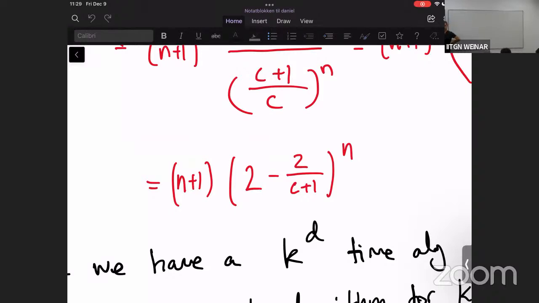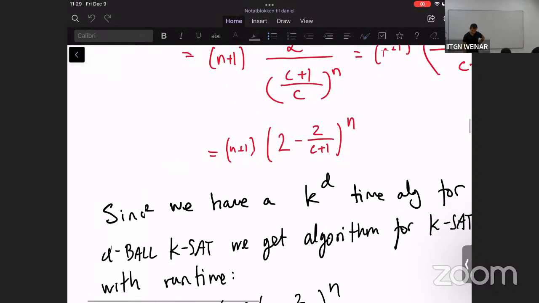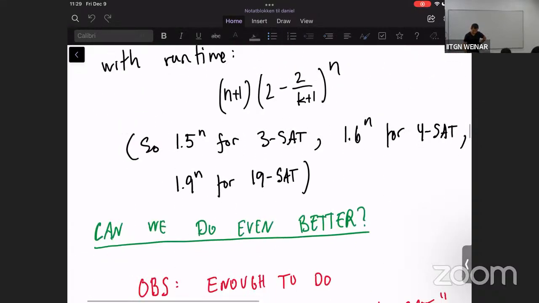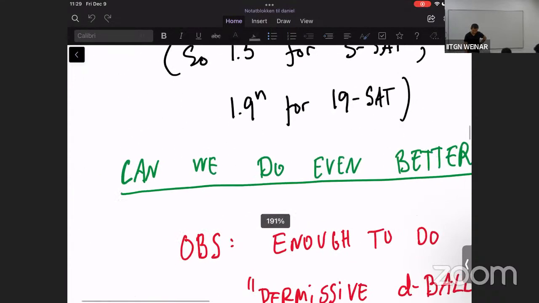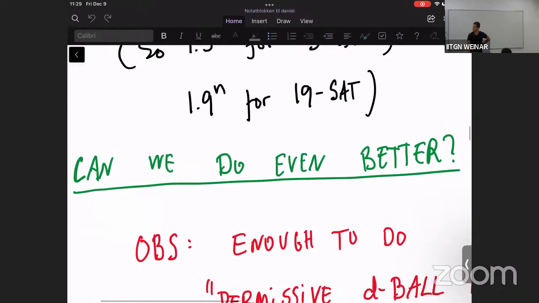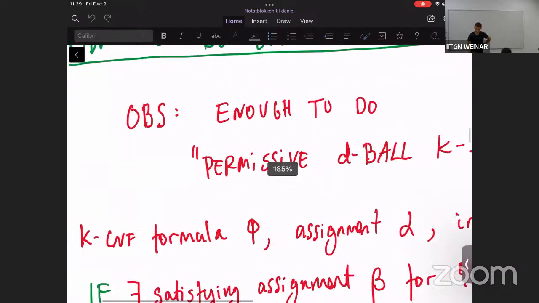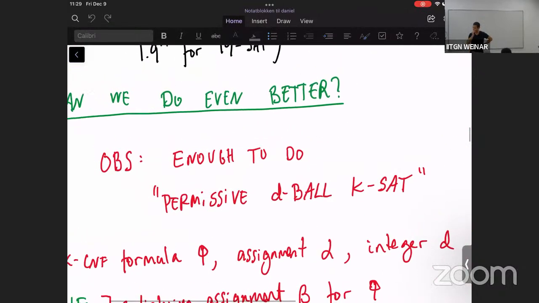Okay. So you're actually getting something below 2 to the n for every value of k. It's like a 2 minus 2 over k plus 1 algorithm for k sat. So these are the examples. Of course, the obvious question: can we do even better? And in order to do that, we should observe the following.